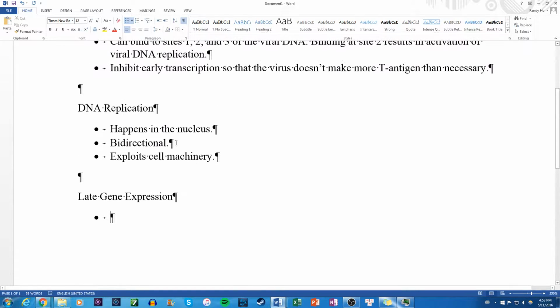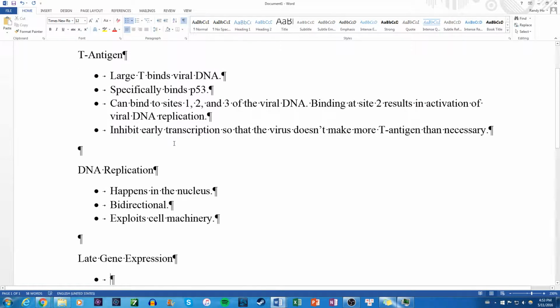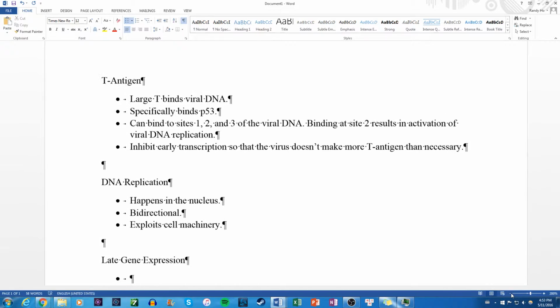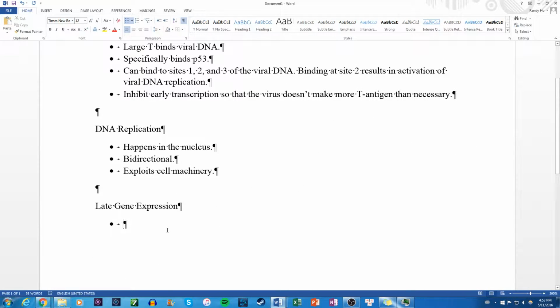So pause it, copy that if you need to. Late gene expression happens after DNA replication. This is really important to note: remember, SV40 has early genes and late genes. The early genes code for T antigens, which drive the cell towards DNA synthesis and protein synthesis. The late genes code for the capsid proteins.